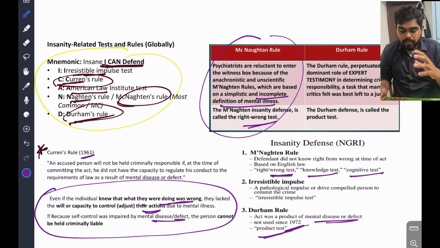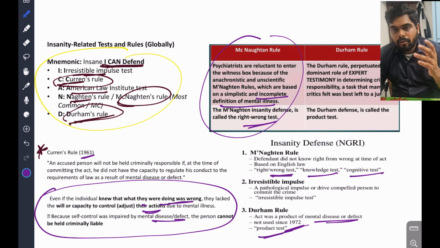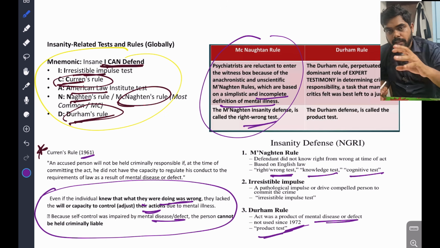Okay, so the McNaughton rule, Durham rule, all these rules are about whether an act is acceptable or not. McNaughton's rule says the defendant did not know right from wrong at the time of the act. And Durham's rule says the act was the product of mental disease or defect. This act is because of the mental disease or defect.